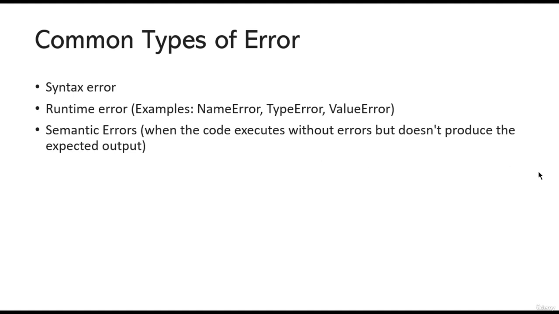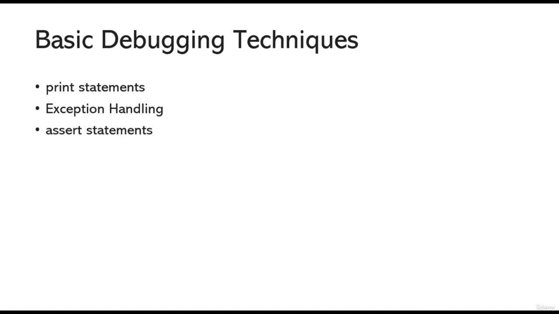Now to deal with these types of errors, we have three debugging techniques available. The first one is the print statement. Then we have exception handling, where we use a try-except block. After that we have the assert keyword to handle debugging. So these are the three common techniques. Now let us understand with the help of a practical.